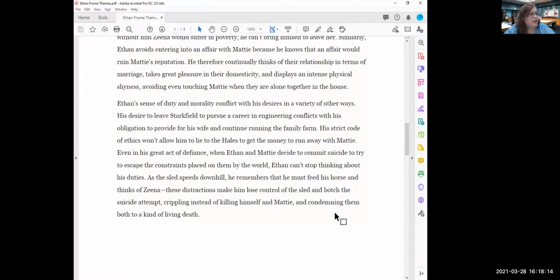His desire to leave Starkfield to pursue a career in engineering conflicts with his obligation to provide for his wife and continue running the family farm. His strict code of ethics won't allow him to lie to the Hales to get the money and run away with Maddie. Even in his great act of defiance, when Ethan and Maddie decide to commit suicide to try to escape the constraints placed on them by the world, Ethan can't stop thinking about his duties.